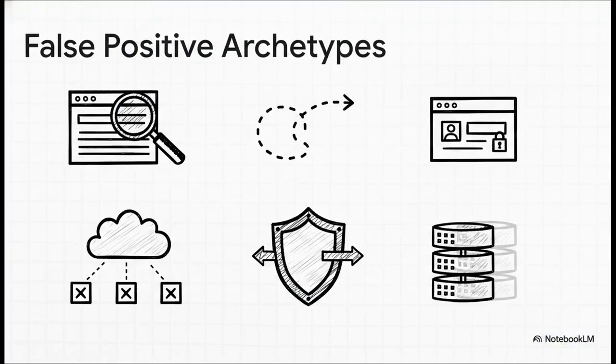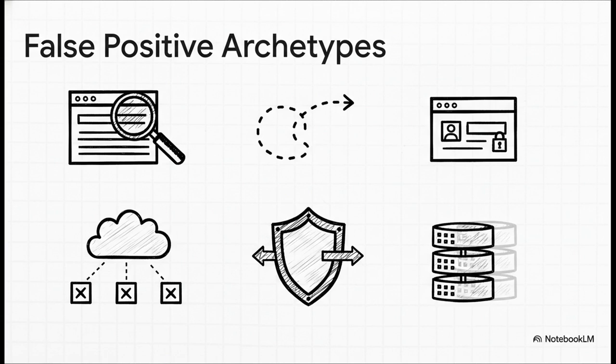Let's quickly run through these culprits. First, you've got banner coincidences. That's when a super generic word like error or admin on a totally unrelated page triggers your alert. Then there are redirect mirages, where you hit a target, get bounced to a generic SSO login page, and that login page just happens to match your template.